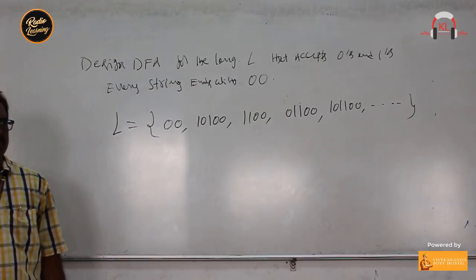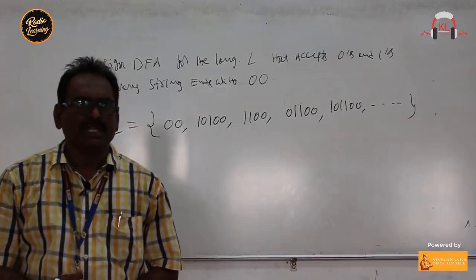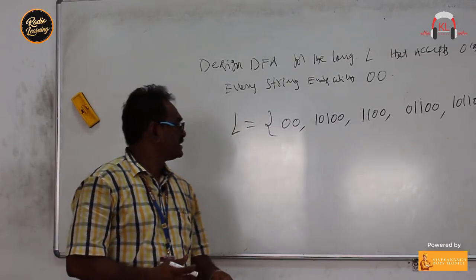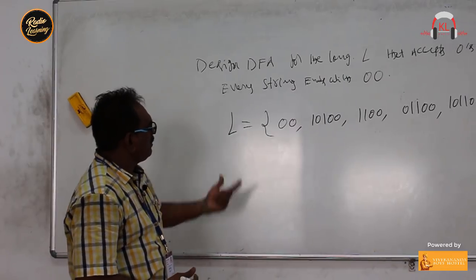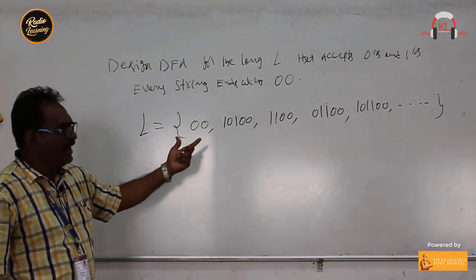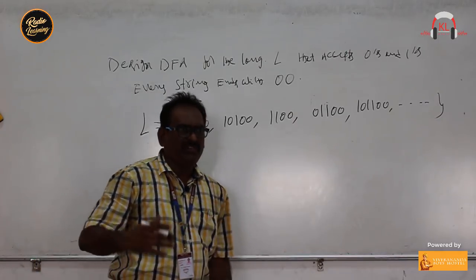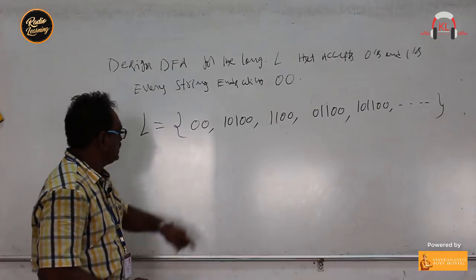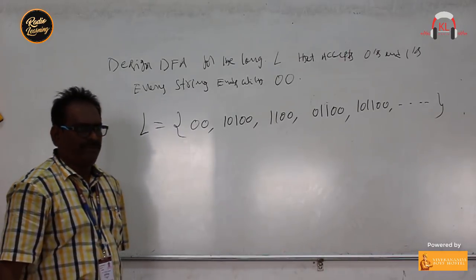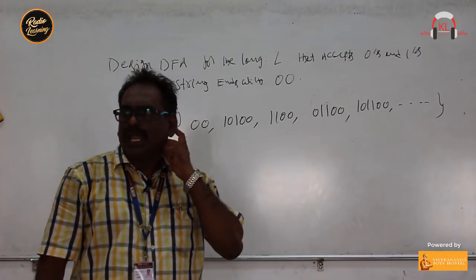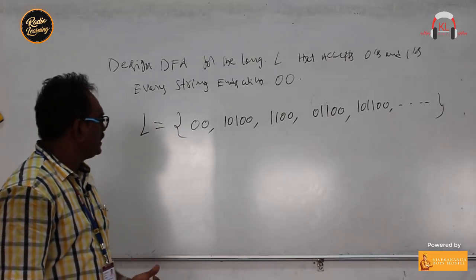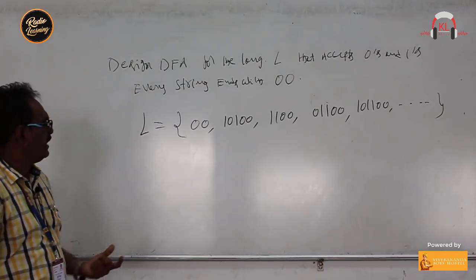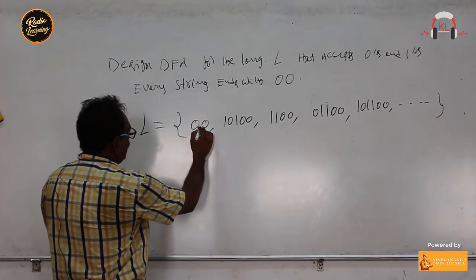First of all, we have to know what types of strings will be in the given language. According to this language, the minimum string is 00, because it ends with 00. Before 00 we can place any number of zeros and ones, but every string ends with 00 only. So when we design the finite automata for any formal language, it first depends on the minimum string. According to that, we have to decide the number of states, how many states are required.